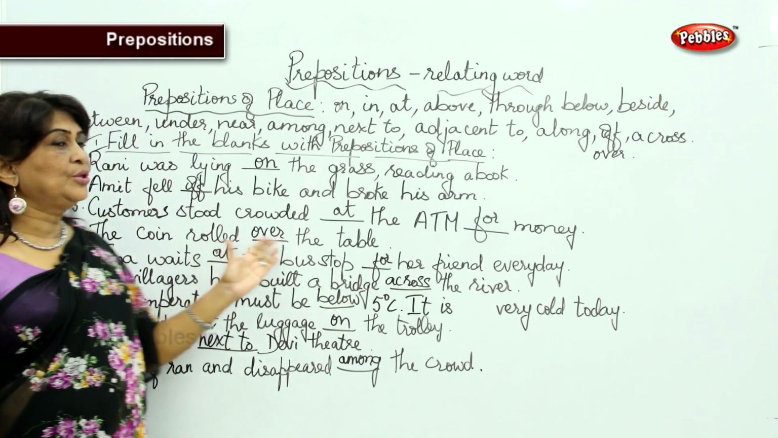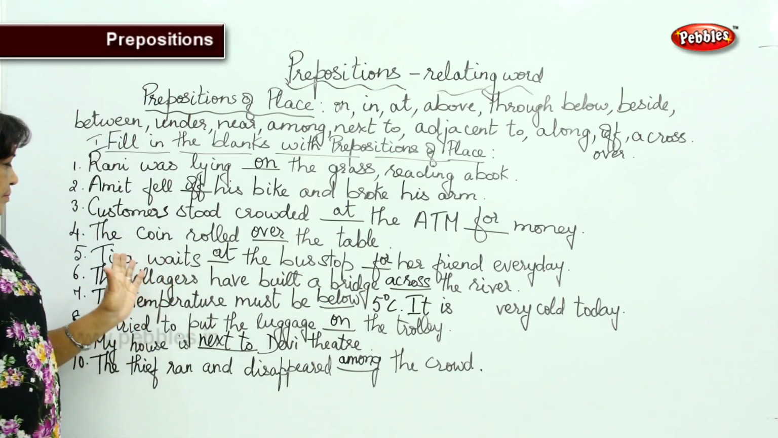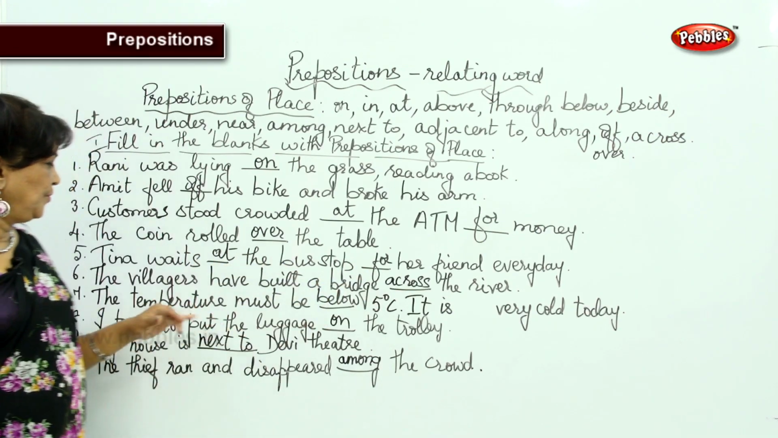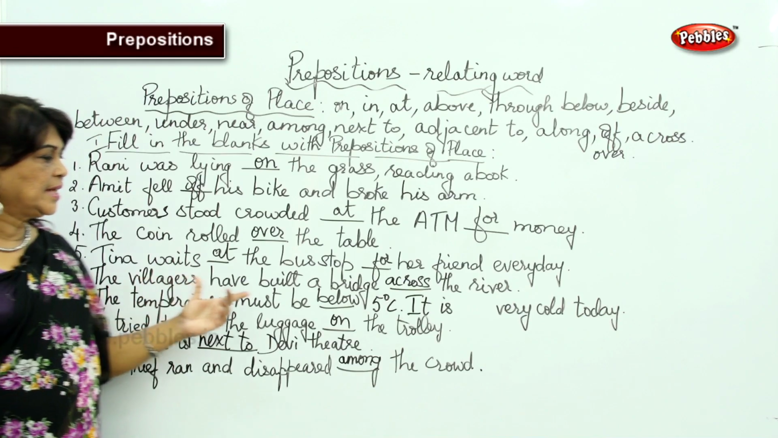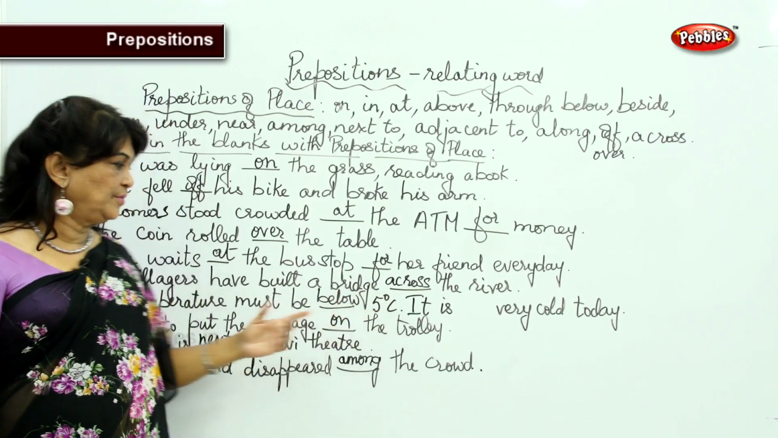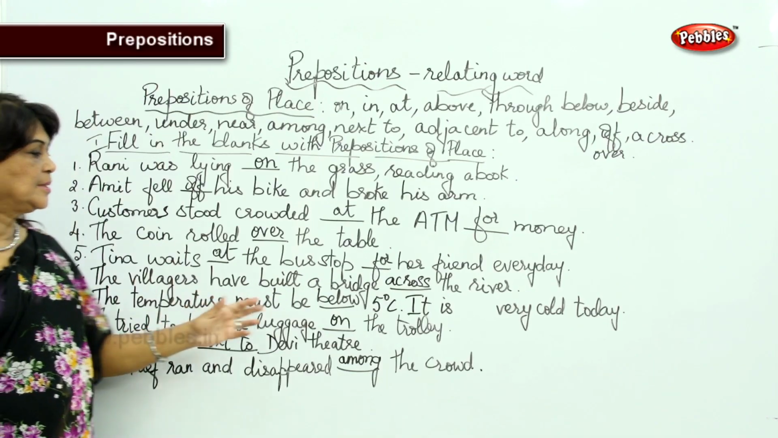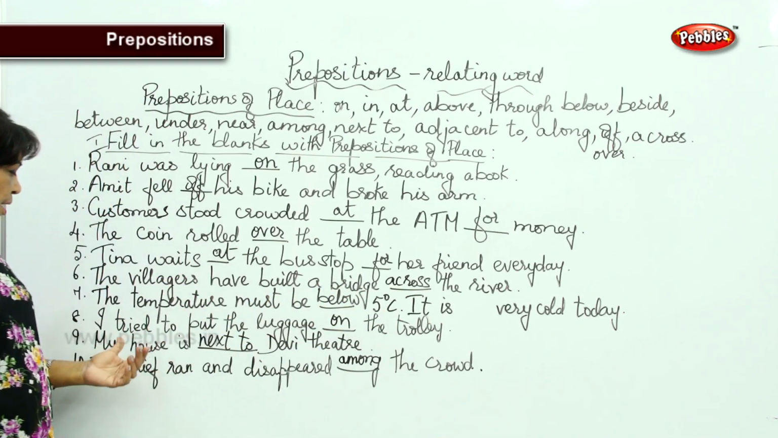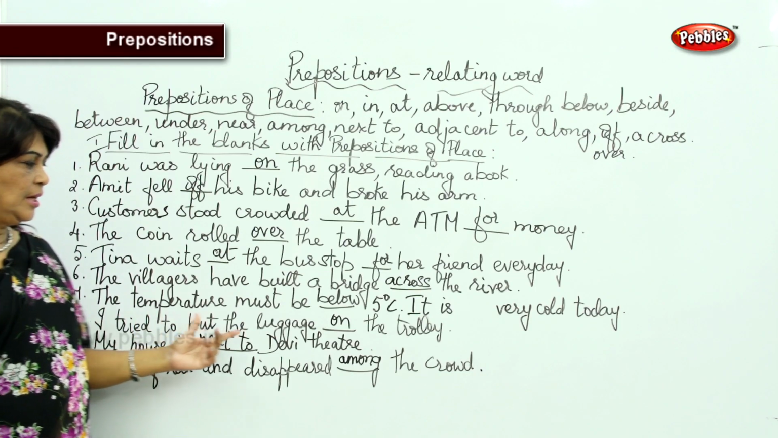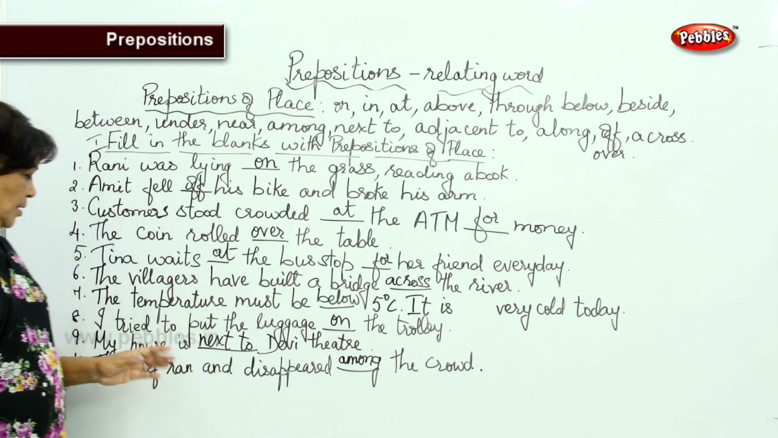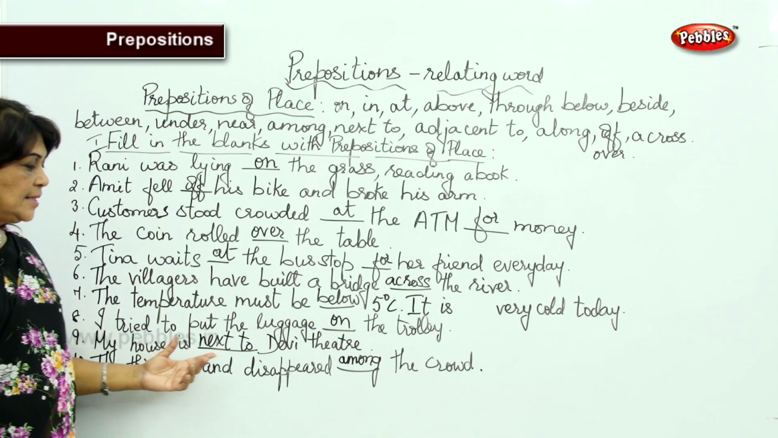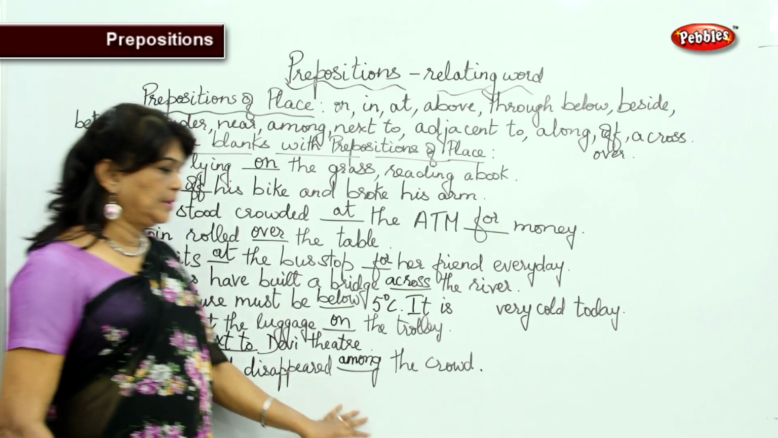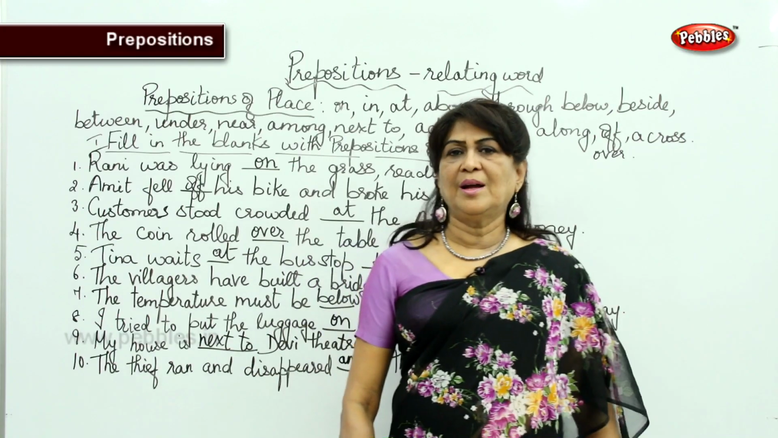The coin rolled over the table. Tina waits at the bus stop for a friend every day. The villagers have built a bridge across the river. The temperature must be below 5 degrees Celsius. It's very cold today. I tried to put the luggage on the trolley. My house is next to Devi Theatre, and the thief ran and disappeared among the crowd.